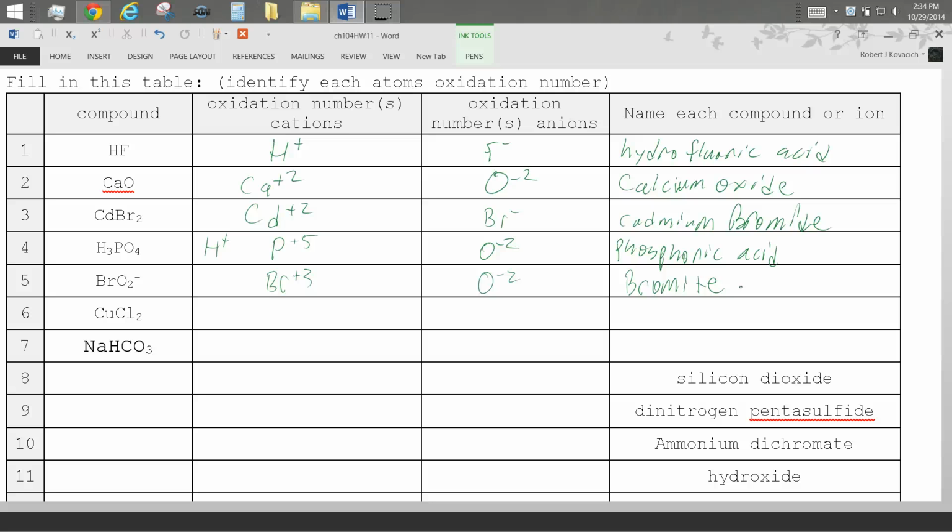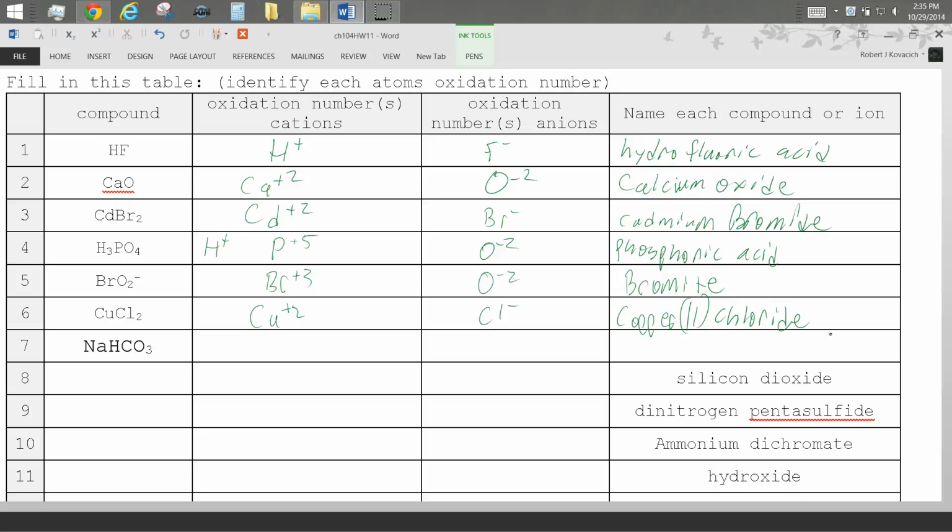And my next one? Who's my cation? Copper. And the copper's charge? +2. And then the chlorine? -1. And then the name of this? Copper 2 chloride. Why copper 2 chloride, not just copper chloride? Because it's a transition metal, because it has a variable oxidation state.